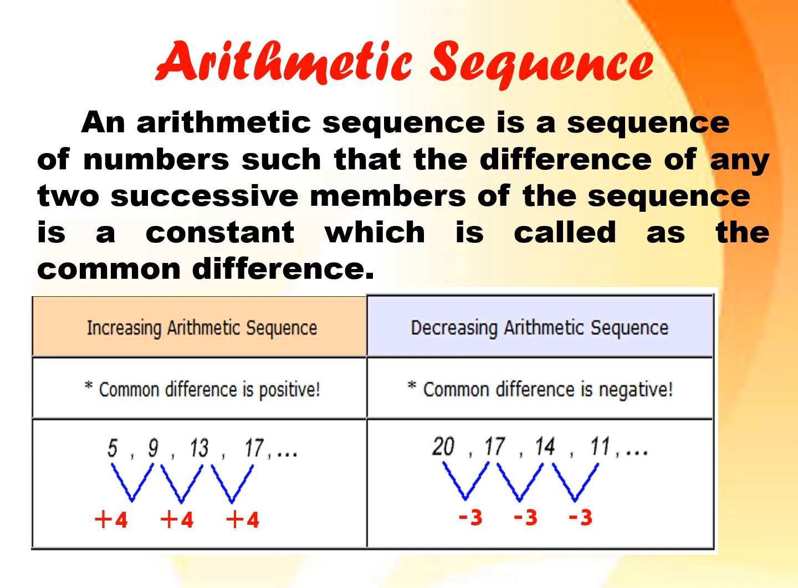Under increasing arithmetic sequence, the common difference is positive. So we have 5, 9, 13, and 17. The common difference in this sequence is positive 4. Under decreasing arithmetic sequence, the common difference is negative. We have 20, 17, 14, and 11. The common difference in this sequence is negative 3.